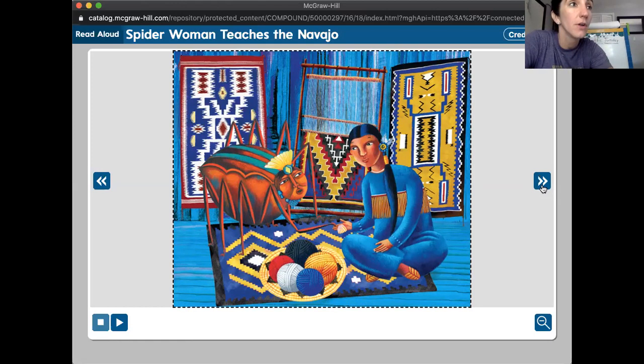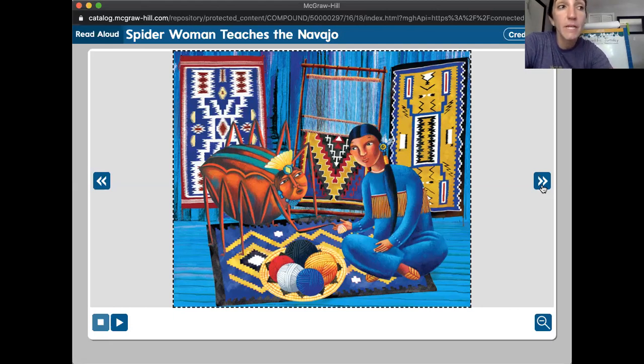Spider-Woman looked up at the girl. "Come in, child," she said. Suddenly the girl found herself in Spider-Woman's room. "Can I learn to weave rugs like these?" asked the girl. "Will you teach me how to create them?" "I will teach you to create rugs if you agree to just one thing," said Spider-Woman. "You must go out into the world and teach Navajo women how to weave." "I will," agreed the girl.